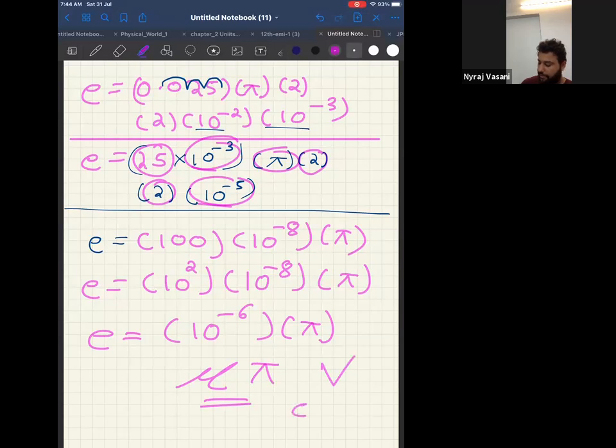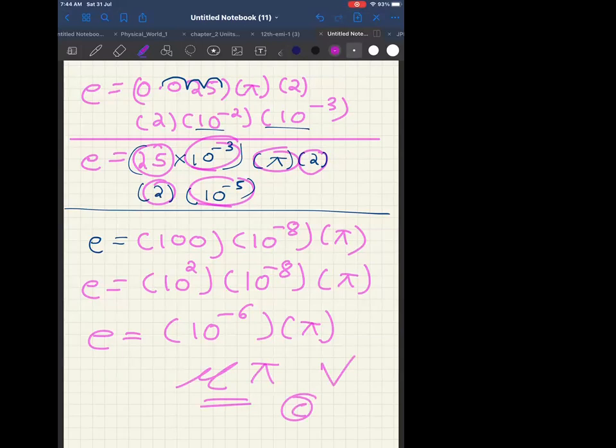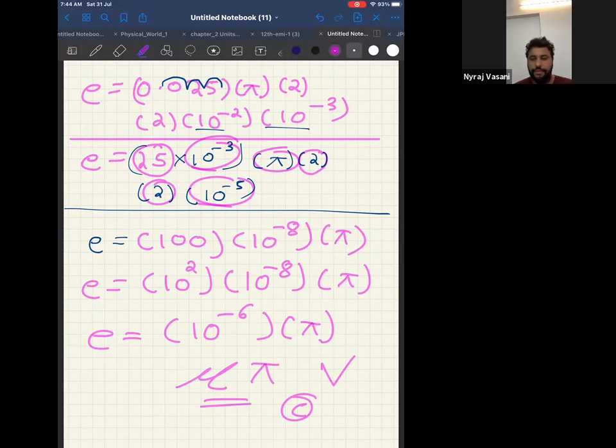So can I say option C matches it? Check all of it. Can I say option C matches our answer? Clear? Option C matches our answer. All of you are getting it?